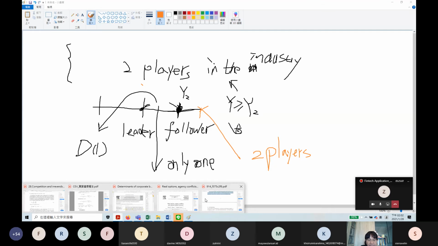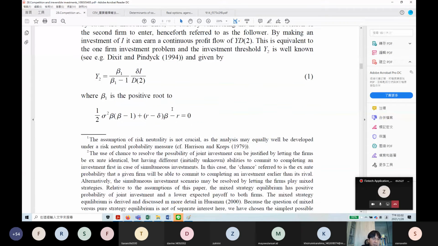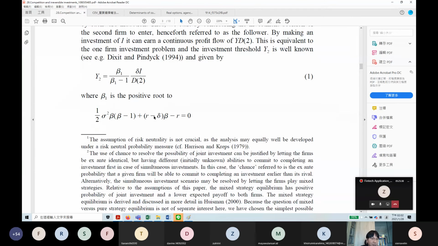Okay, back to the paper. For the criterion Y2, player one and player two, the leader and follower, enter the dart tree and compete with each other. Beta is the root. Last class I mentioned how to compute beta, right? The method is the same.